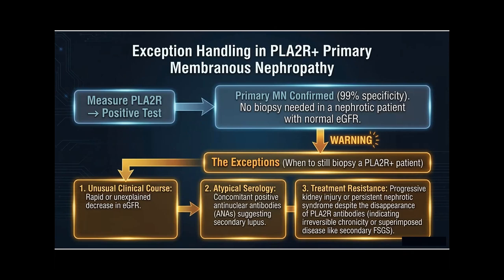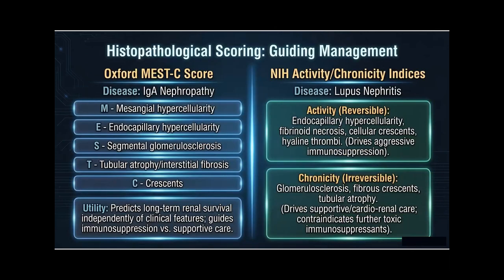Okay, what are the exceptions? Unusual clinical course, atypical serology, treatment resistance. Then I go for biopsy. Otherwise, PLA2 positive, straight away immunosuppression is the treatment.